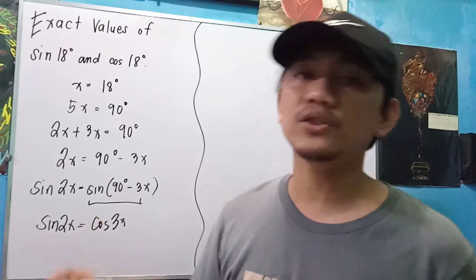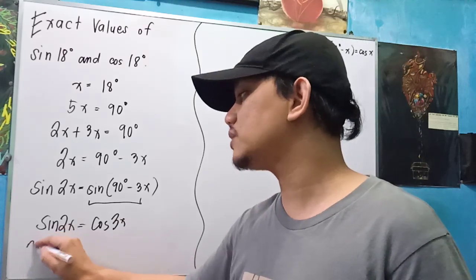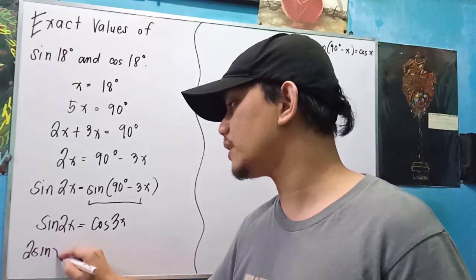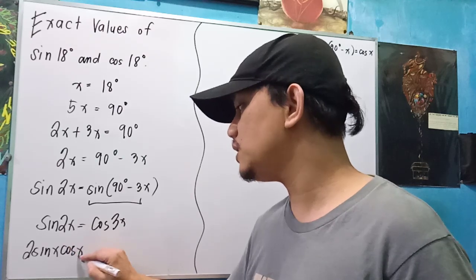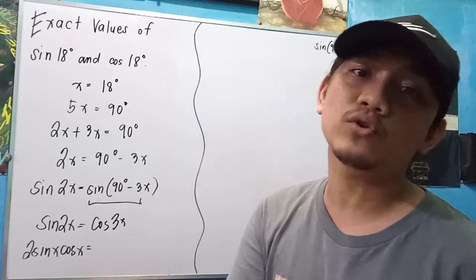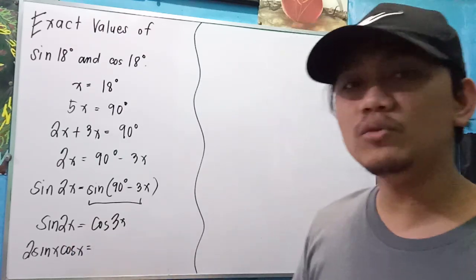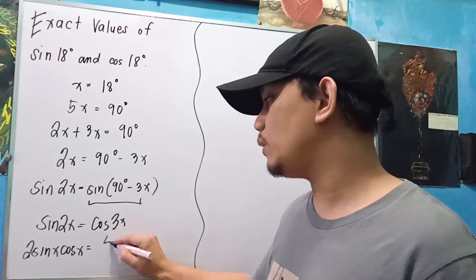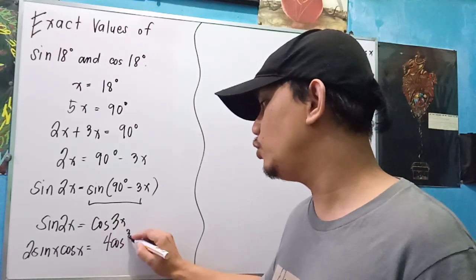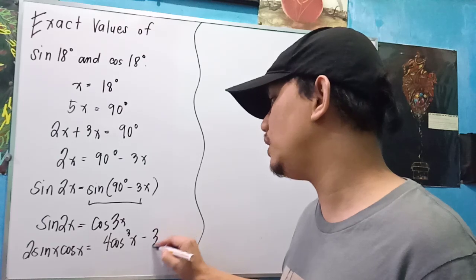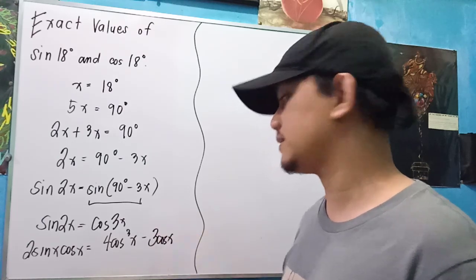Saan po ba equal ang sine 2x? O, basic identity na naman, Sir IJ. So, that is 2 sine x cosine x is equal to, ang cosine 3x, dinerive ko na nung nakaraan, isang araw. Pwede nyo makita yun mga Lodi. This is equal to 4 cosine cube x minus 3 cosine of x.